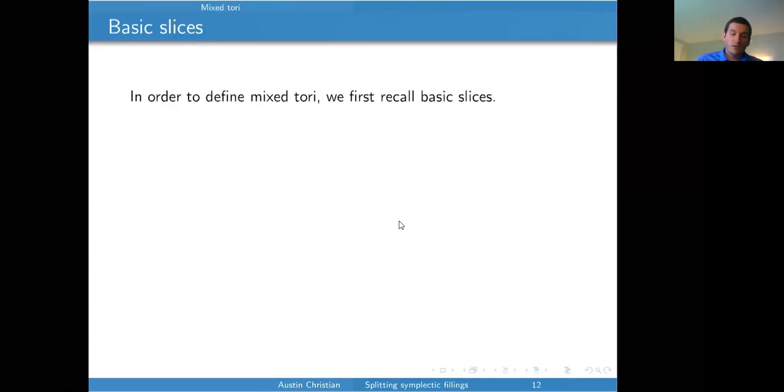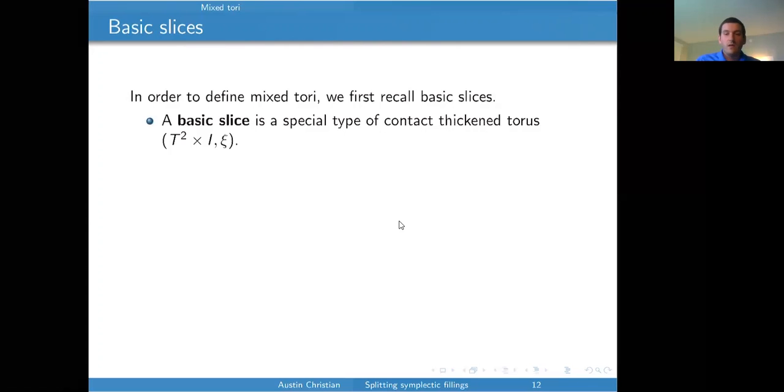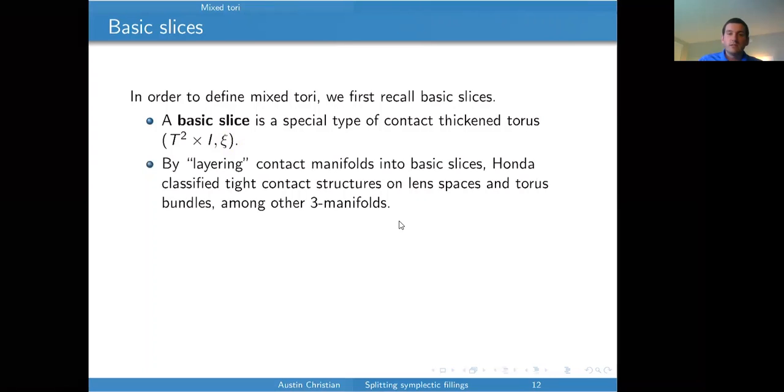Okay, so to define mixed tori, we first need to recall what a basic slice is. We're not really going to recall it, we're just going to make some vague statements about basic slices. So a basic slice is a thickened torus with some contact structure. It's a tight contact structure. These were defined by Honda a little over 20 years ago in order to classify tight contact structures on lens spaces and torus bundles and other three manifolds where you might expect to find thickened tori.